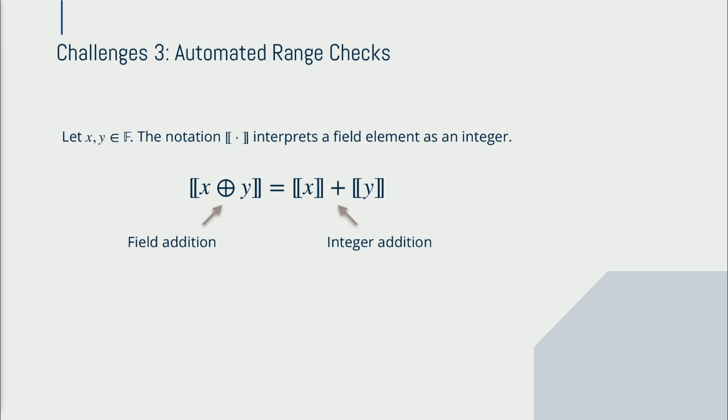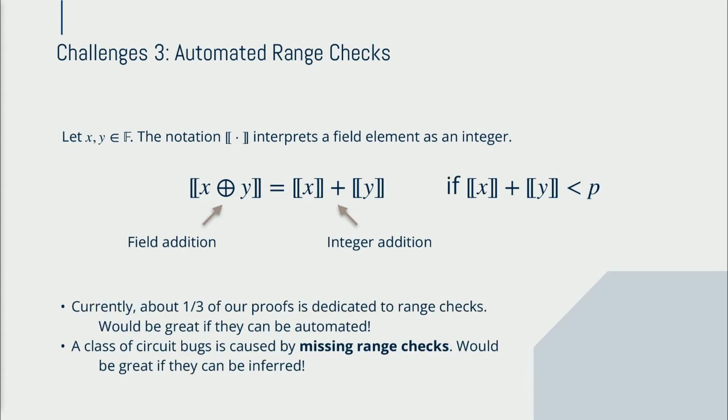So recall that the Circom signals are taken from the finite field. So whenever you perform field addition or field multiplication, those operations might overflow. And what we found is that about a third of our proof is dedicated to range checks. So if we can find a way to simplify those proofs about range checks, it would be great.